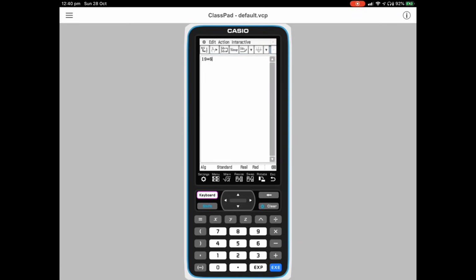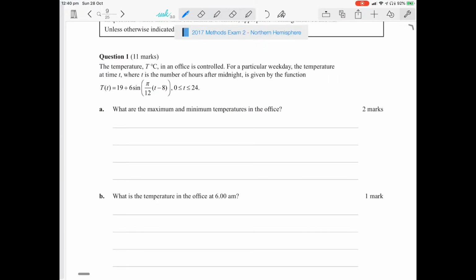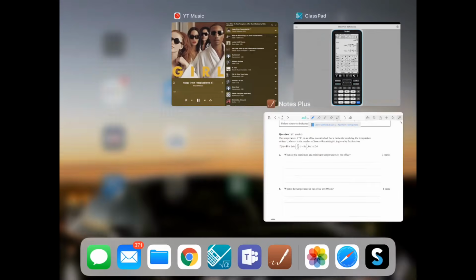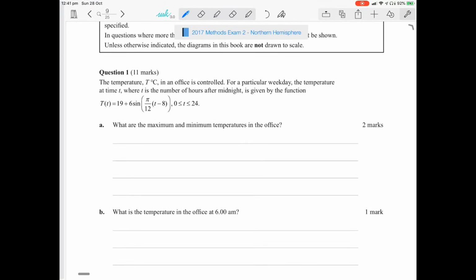Plus 6 sine pi on 12 x minus 8. We use x so if we want to graph it, define it as f of x. Let's make sure nothing's wrong. That all looks good. Okay, what are the minimum and maximum temperatures in the office?